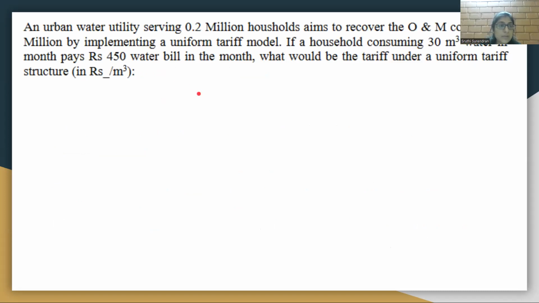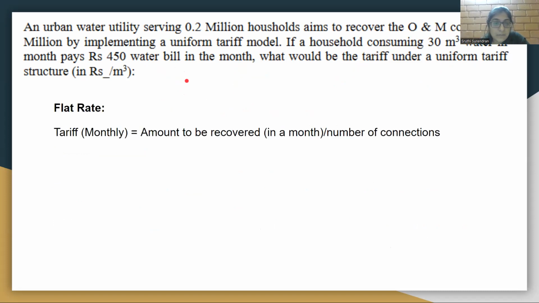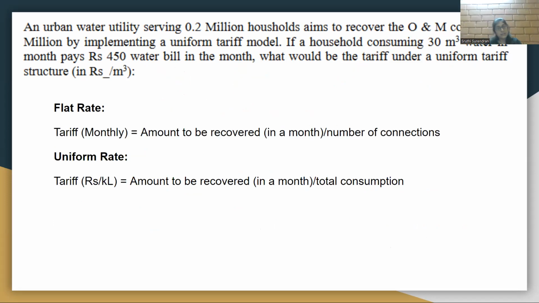Now, this is another question, also one which we discussed during the weekly sessions. 0.2 million households are aiming to recover 50 million by implementing the uniform tariff model. If one household is consuming 30 meter cube of water and pays 450 rupees water bill in a month, what would be the tariff under a uniform tariff structure? So these are the formulas for flat rate. Here they have asked uniform rate, although if this question is asked in the form of a flat rate, this is how they will compute the monthly tariff.